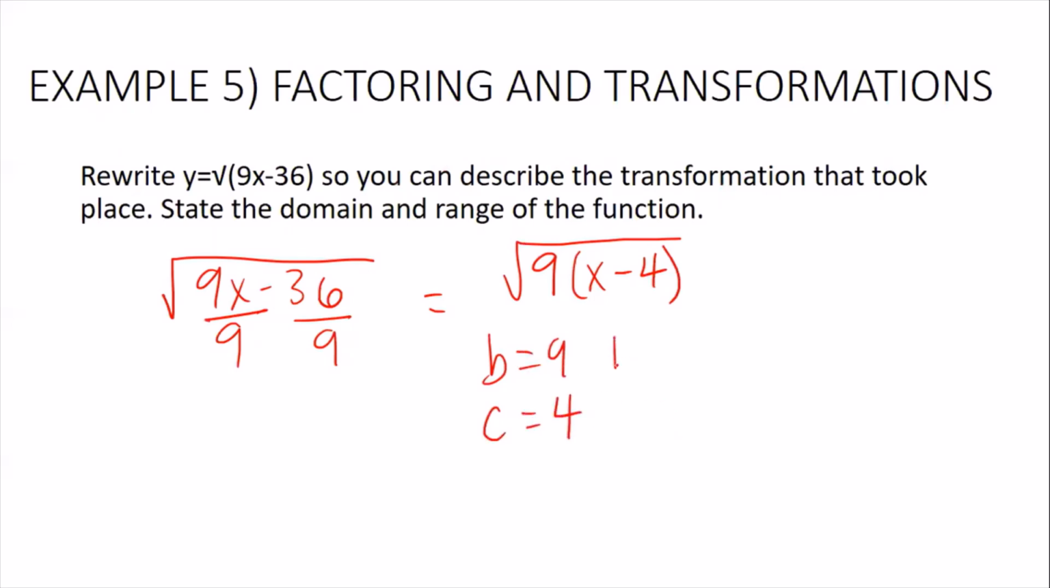Because B equals 9, that's a horizontal what? Shrink, good job. And since C equals 4, that's a horizontal shift, we went which way, left or right? Right. Went right. Okay, and because there's a C value, my domain is what? Changed. So my domain now starts where? At 4. So my domain now starts at 4 and continues to infinity.